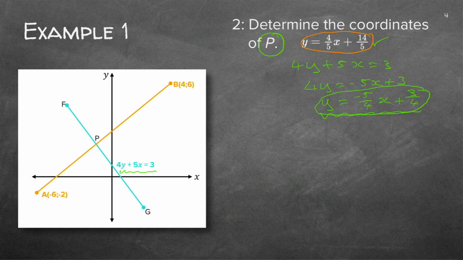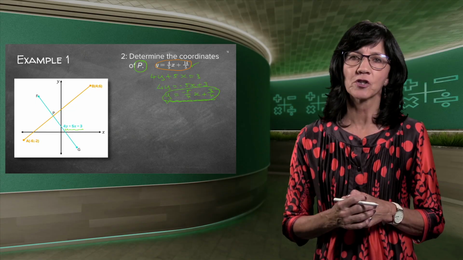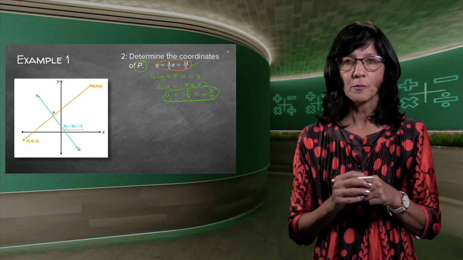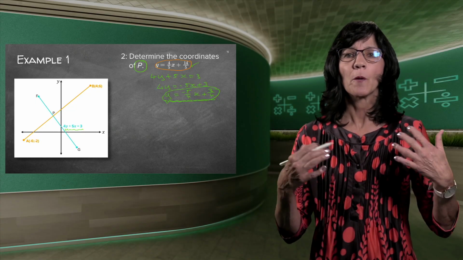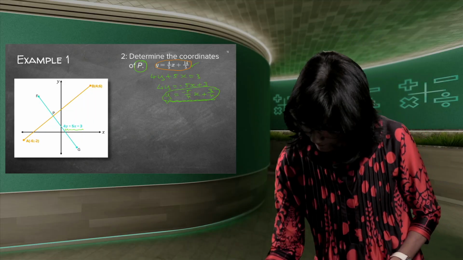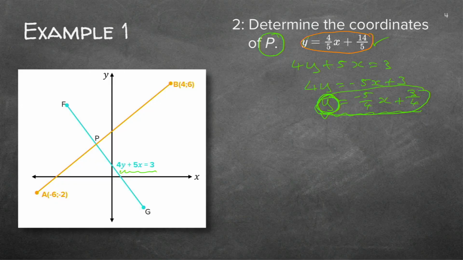Now I've got both lines' equations. You see it's ugly fractions, but we need to practice a little bit with fractions because we make so many mistakes with it. So what do we do now when we want the point P? We equate the two equations. Because I've got a y here, and I've got a y there, and I know it's exactly the same y, I can equate the right-hand sides as well. So I can say 4 over 5 x plus 14 over 5 is equal to minus 5 over 4 x plus 3/4.